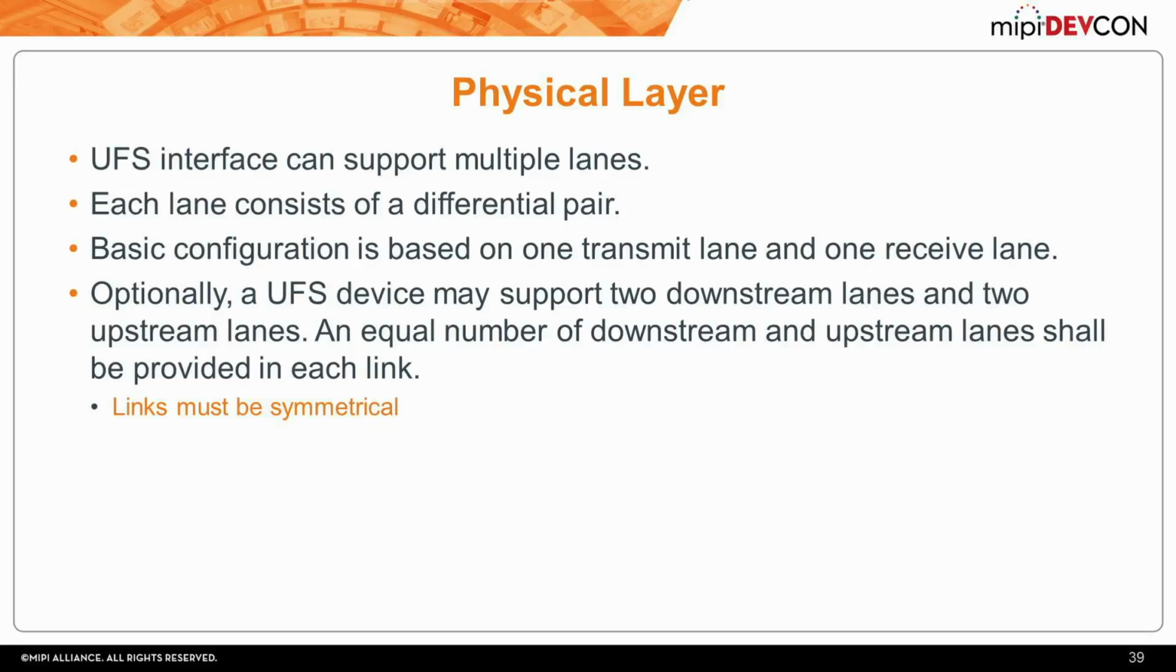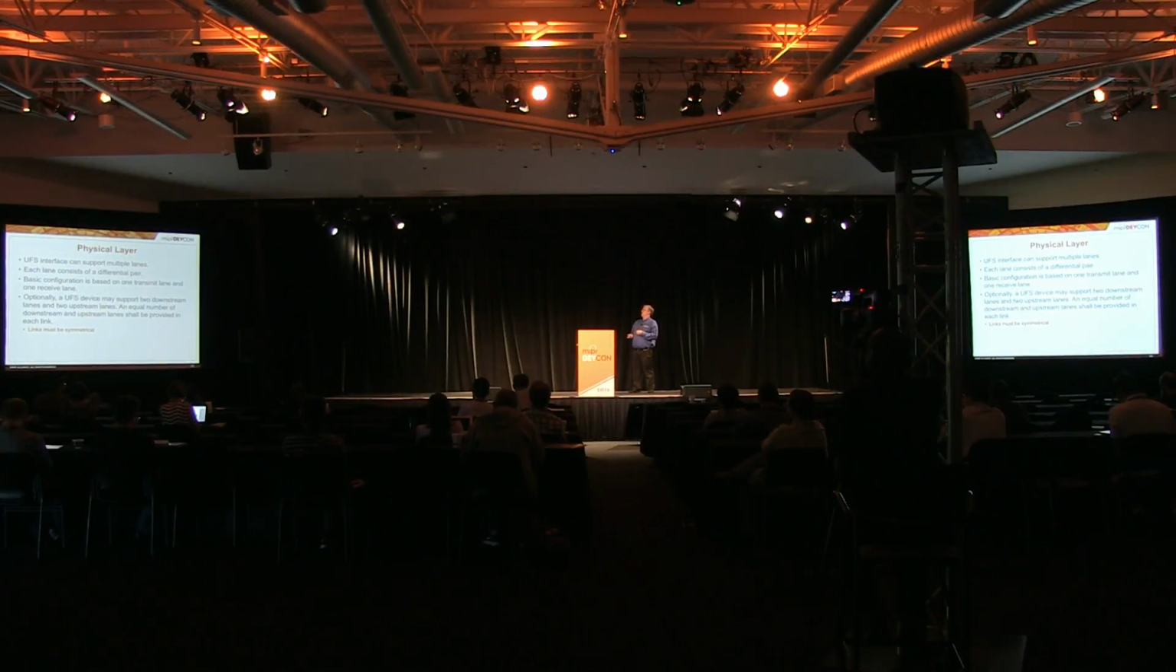Kind of makes sense if you think about it as a storage protocol, so you have data going in both directions. It's different from a camera, which is mostly one direction, or a display, which is mostly one direction. So it makes sense that they define that it should be symmetrical for UFS.